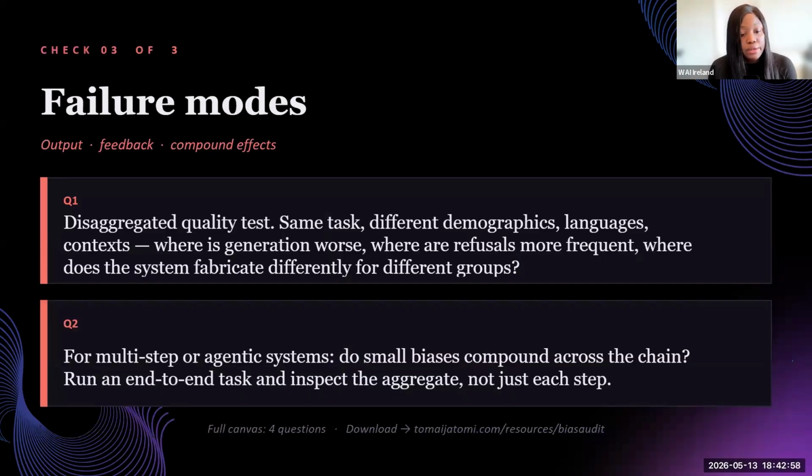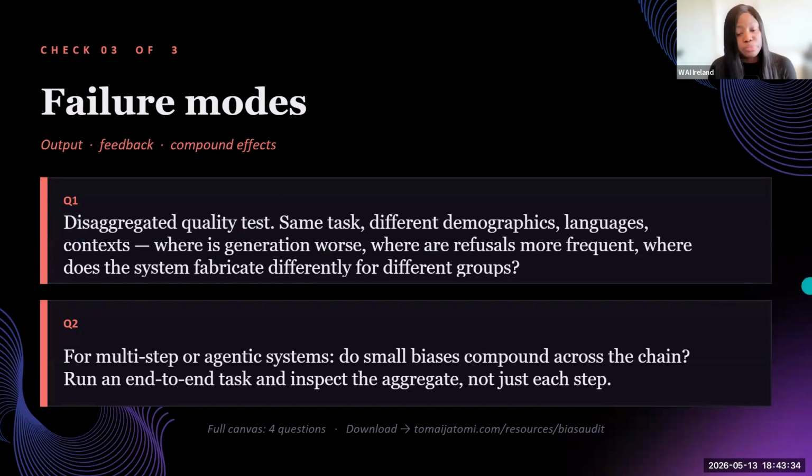The third check, failure modes. This is the final check in our audit. So we've checked our inputs, and we've checked the reasoning of our models, how it thinks, how it makes assumptions and defaults when it doesn't have context. And the final one is output. This one is where I think we are all able to poke our systems and see, right? So whether you're using or building, you have access to the outputs and you can play around with it a bit and see how it performs, right?